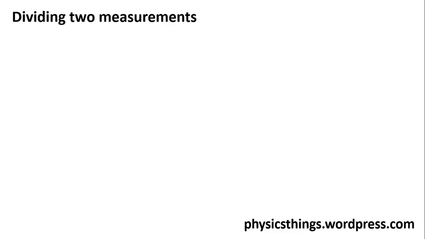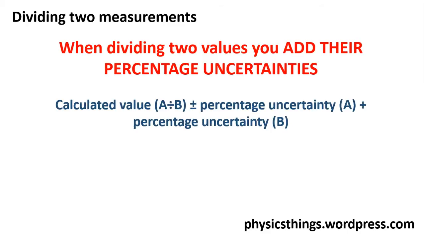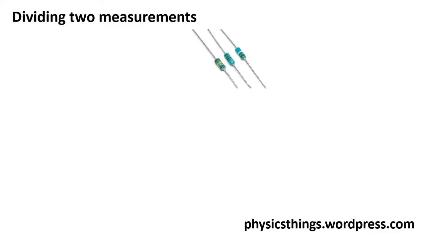Now when we divide two measurements, we do exactly the same thing. You add their percentage uncertainties. And again, you don't need to know why you do this, although if you do want to know why, I will put a proof up on the website. But a classic example for this is looking at resistance.